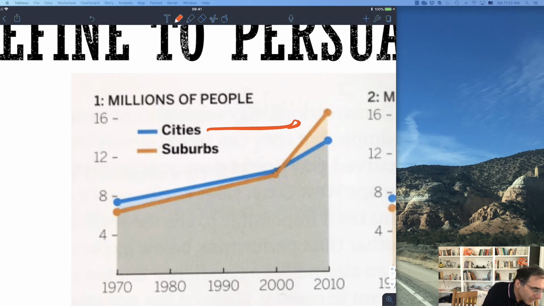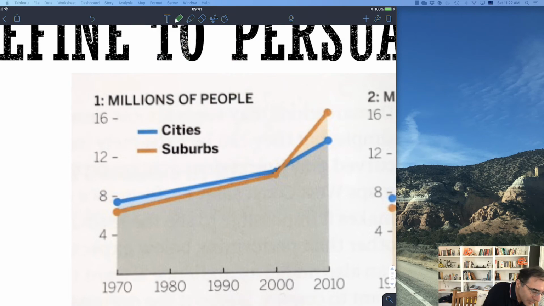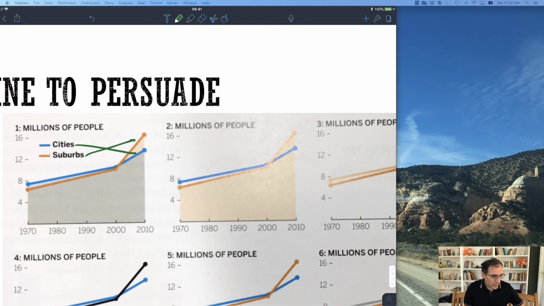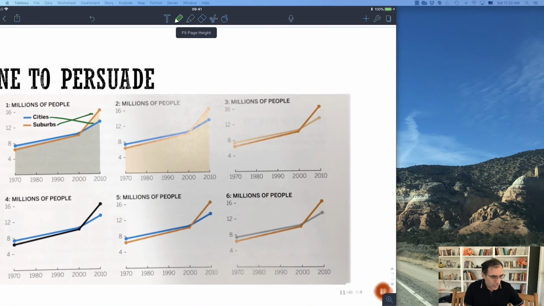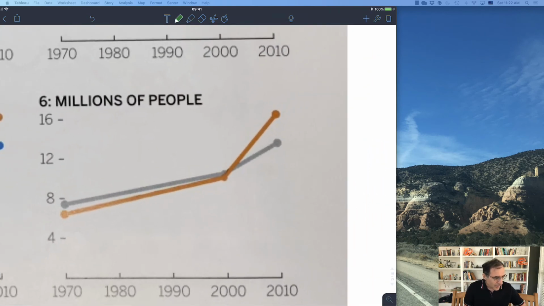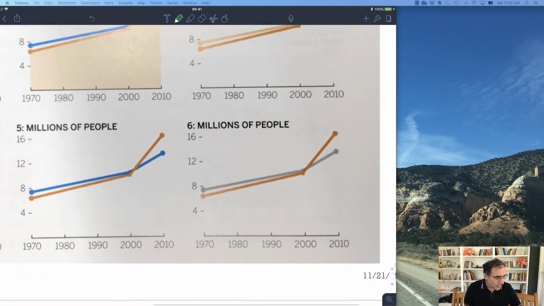Let me change my color also. So this is blue and this is suburb. It's even hard to tell. So what you do is, step by step, you go to this final chart. I'm going to go to this chart, and immediately you can tell which cities are doing well, which ones are not.